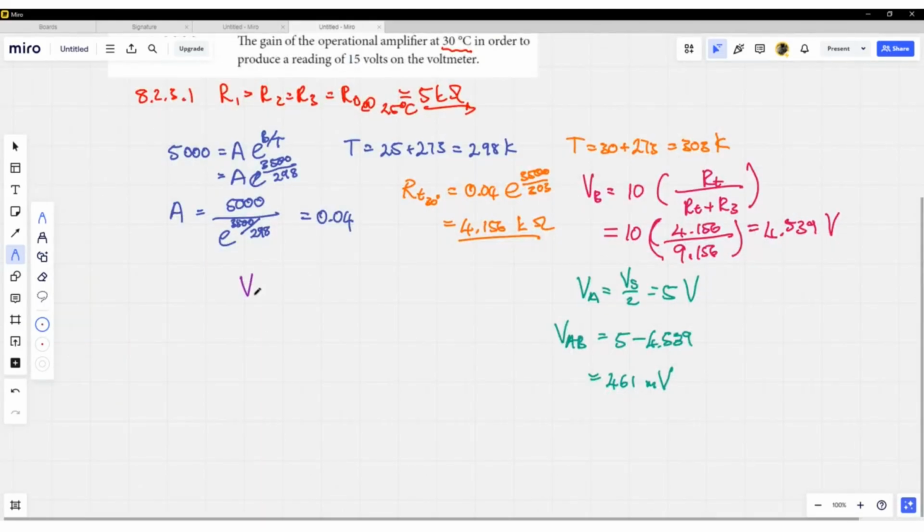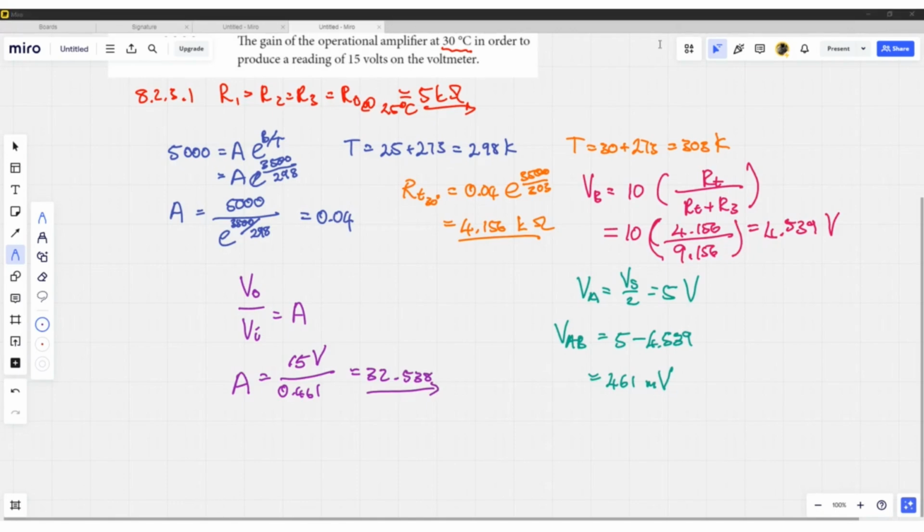Right, so gain is basically V out over V in, and we want to know what the gain of the amplifier needs to be. Our output voltage is 15 volts. Our input voltage is 461 millivolts or 0.461 volts. And we need a gain of 32.538. Gain is unitless.